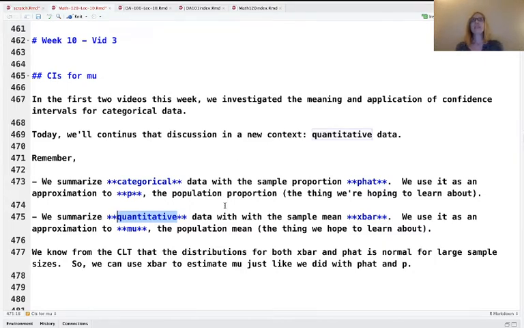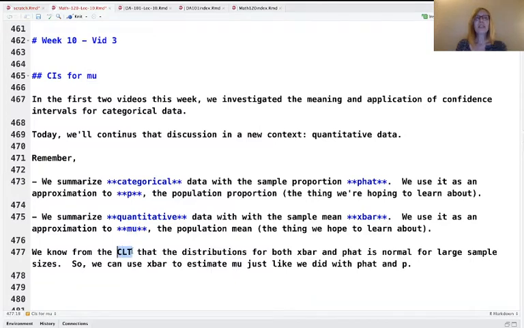We summarize quantitative data using averages, or in other words, means. So we need to think about making confidence intervals for population means. In other words, mu. So just like we use p hat in order to approximate p, we use x bar, the sample mean, in order to approximate mu, the population mean. The technique is very, very similar, but since we're talking about a different kind of data, we've got a different set of tools.